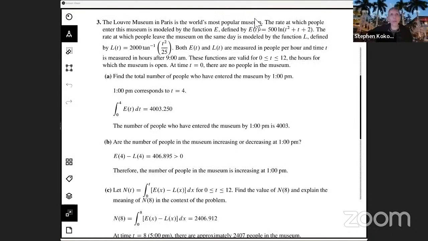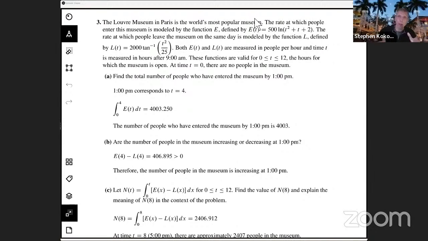All right. So this one has to do with the Louvre Museum in Paris. It is one of the most popular, the world's most popular museum, I believe. And this is another rate in, rate out function. I'm going to show you some of my answers that I got with technology, but I guess Tom will show you how to get some of these with the 84. So the rate at which people enter this museum is given by this function, capital E. The rate at which they leave is given by capital L.